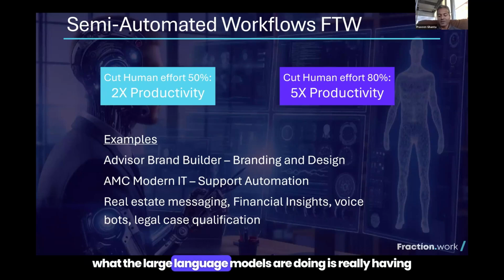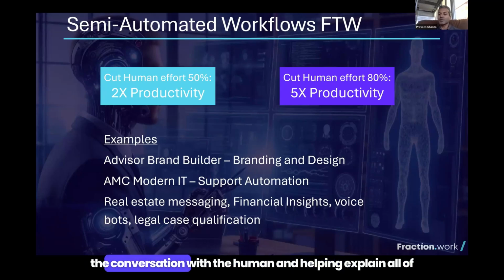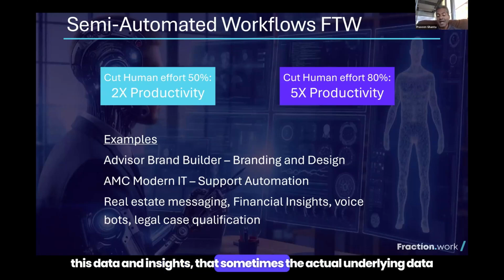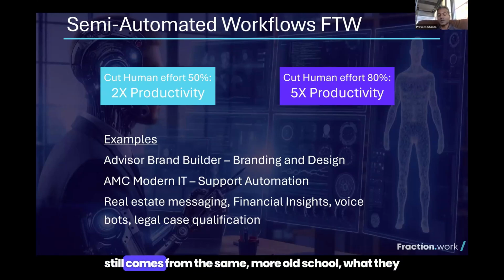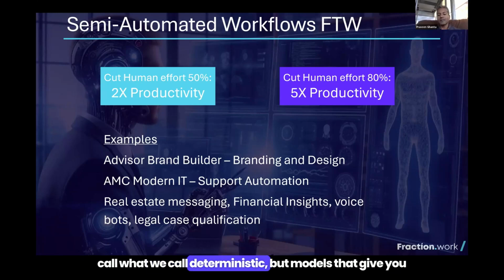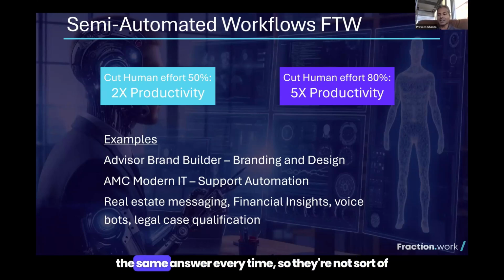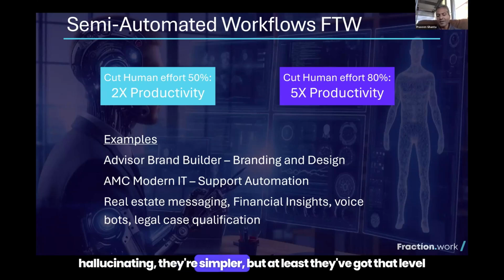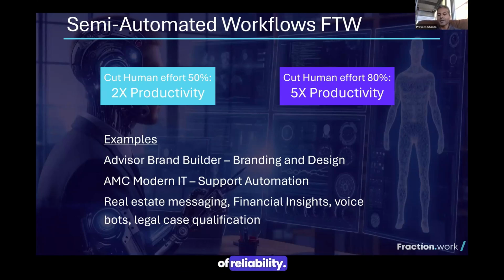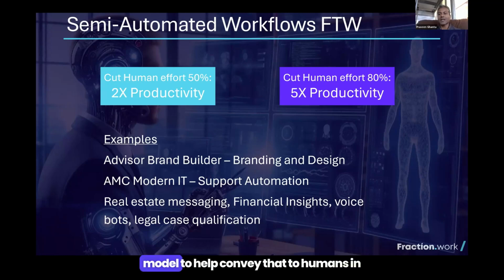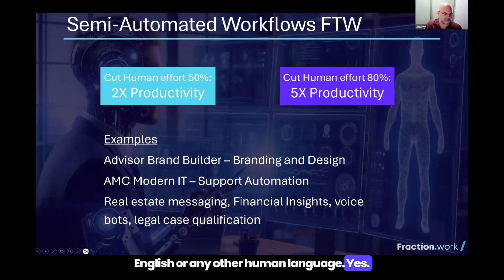What the large language models are doing is really having the conversation with the human and helping explain all of this data and insights, where sometimes the actual underlying data still comes from the same more old school, what we call deterministic, models that give you the same answer every time. So they're not hallucinating. They're simpler, but at least they've got that level of reliability. And here we just use the large language model to help convey that to humans in English or any other human language.